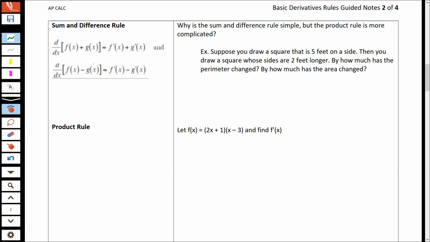Alright folks, so we're going to continue our work on derivatives rules, and we're going to start with some rules that you've probably already been using at this point, even though you didn't even know that they were rules. So sum and difference rules work exactly how you'd expect.